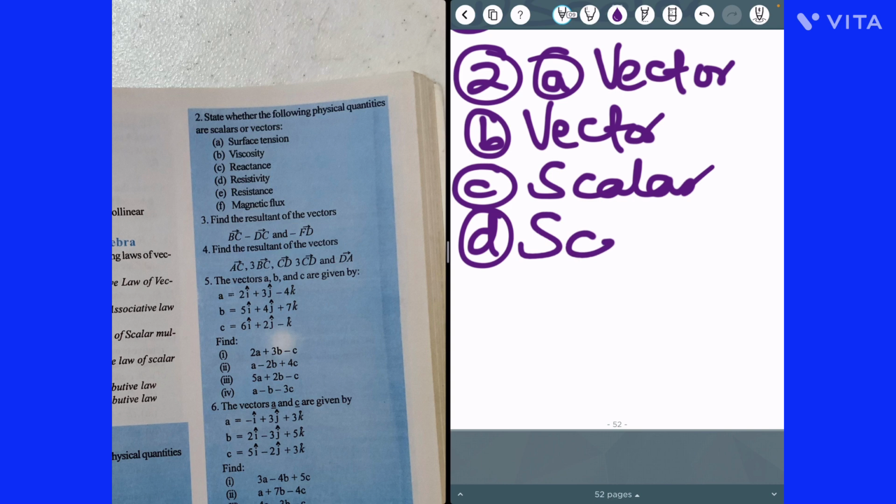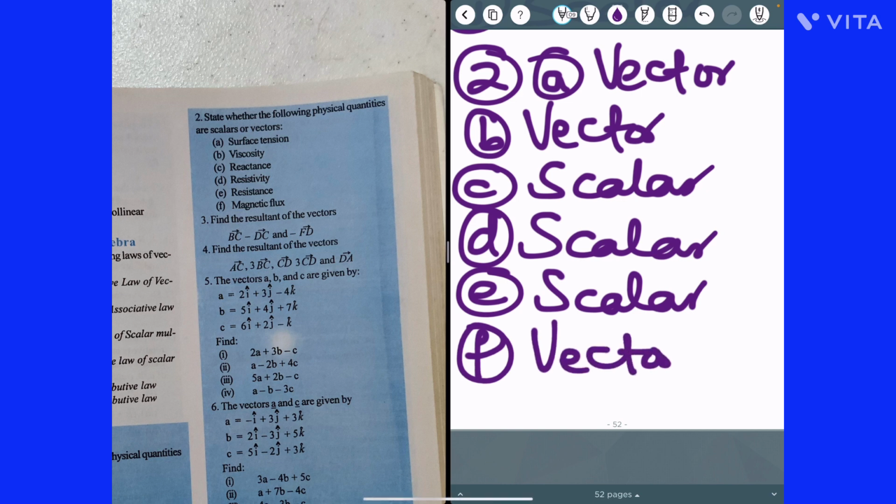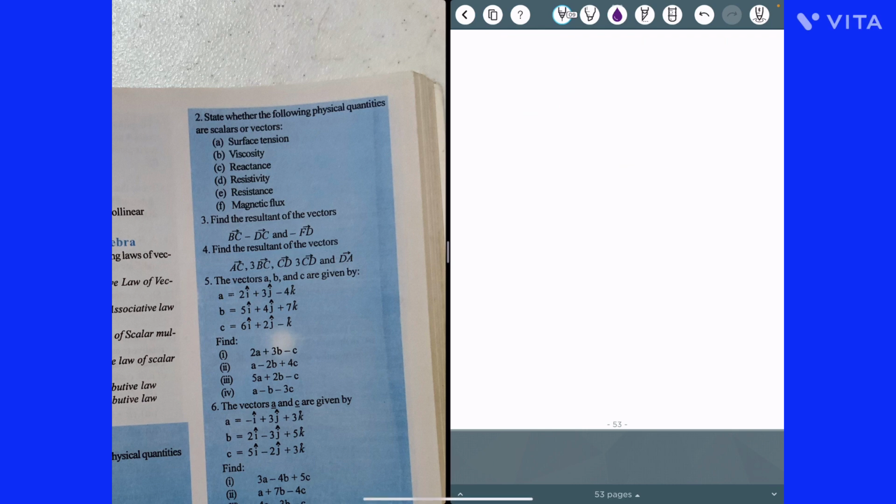Resistivity is also a scalar quantity. Resistance is a scalar quantity as well. Magnetic flux has direction, so it's a vector quantity. Let's go to question 3.